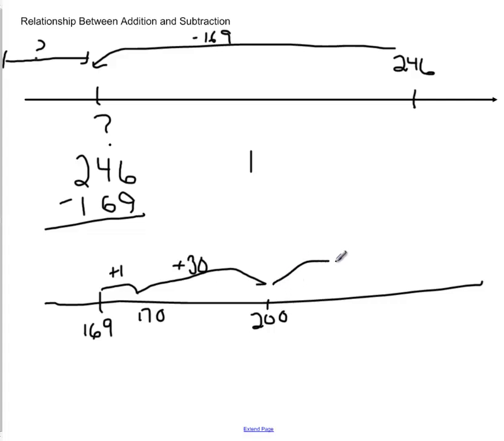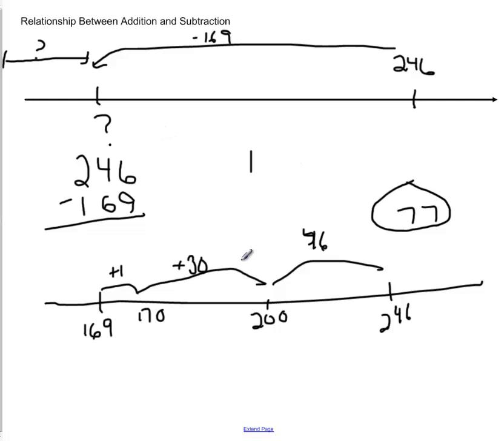And now from here, this is really easy. I can just add the 46 to this, and now I'm at 246. If I look at the total amount I jumped, I can see that I jumped up 77. So this is another way of viewing this.